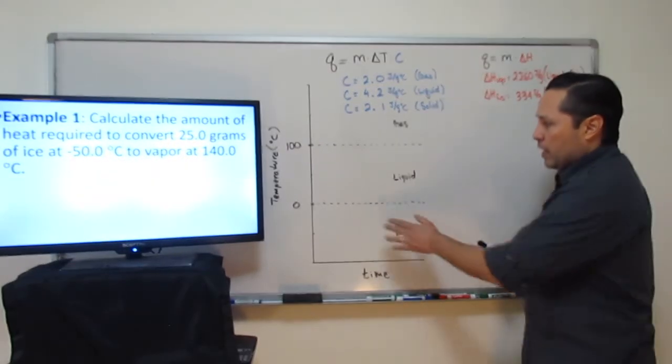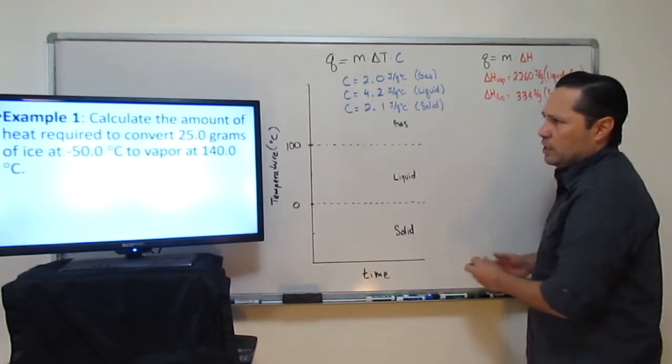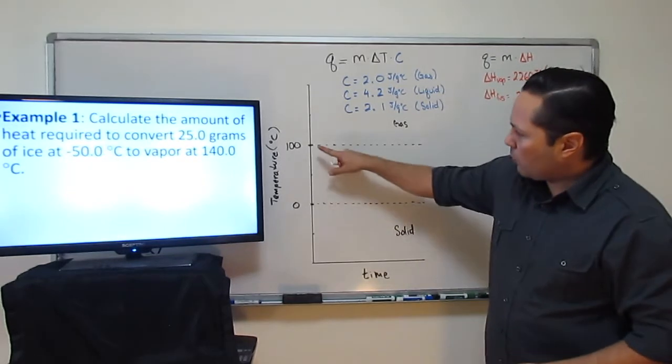All right, so I'm going to do a very rough graph of what we see here. We're starting at -50, so if this is 100, that's 0.